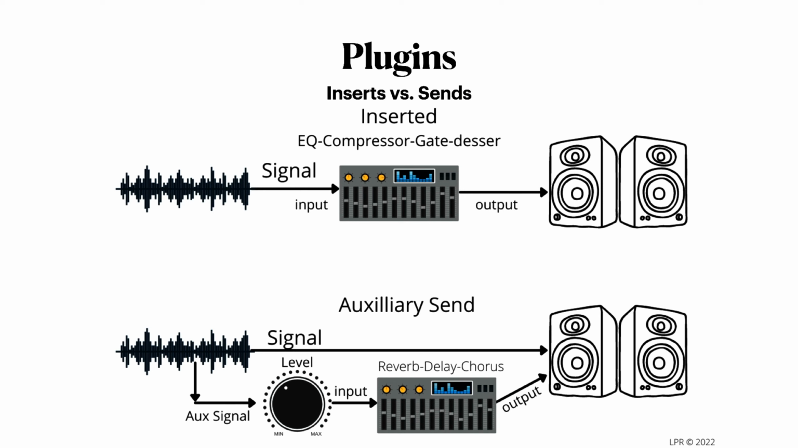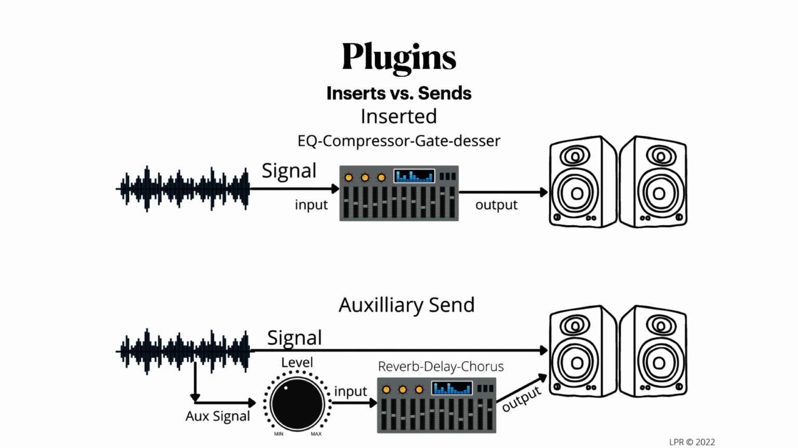If you insert something into the signal path, 100% of the signal is going to run through whatever processing plugin you put on it, or whatever processing thing you insert into the signal path. This is great for EQs, compressors, gates, de-essers, things like that, okay?